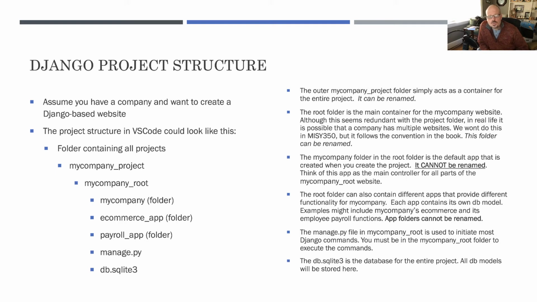What you see on the screen here is an example project on the left. So let's assume you have a company and you want to create a Django-based website. The structure might look something like this. First of all, you'll have a folder that contains all of the projects. As a web developer, you might be working on a variety of different projects, not just ones that have been fully implemented, but you might have some examples and some things that you're playing around with.